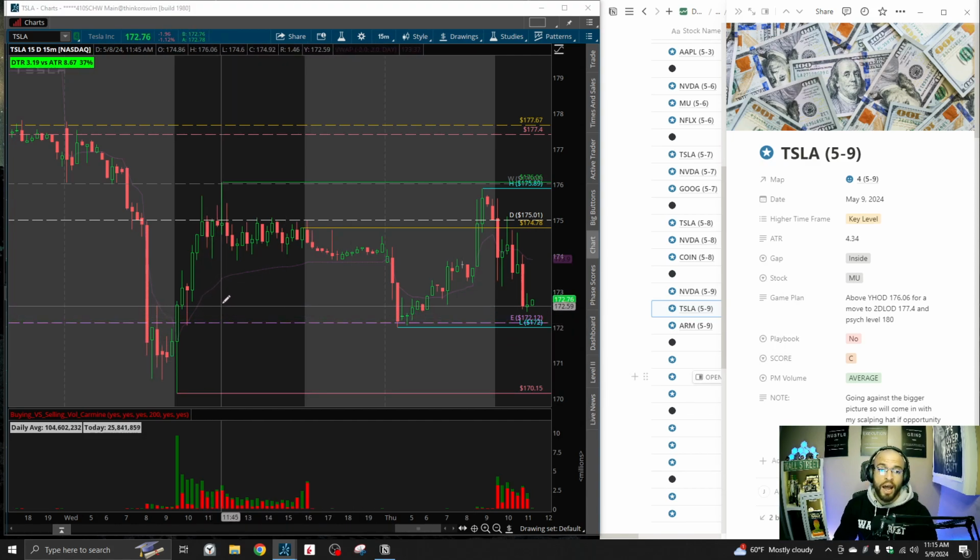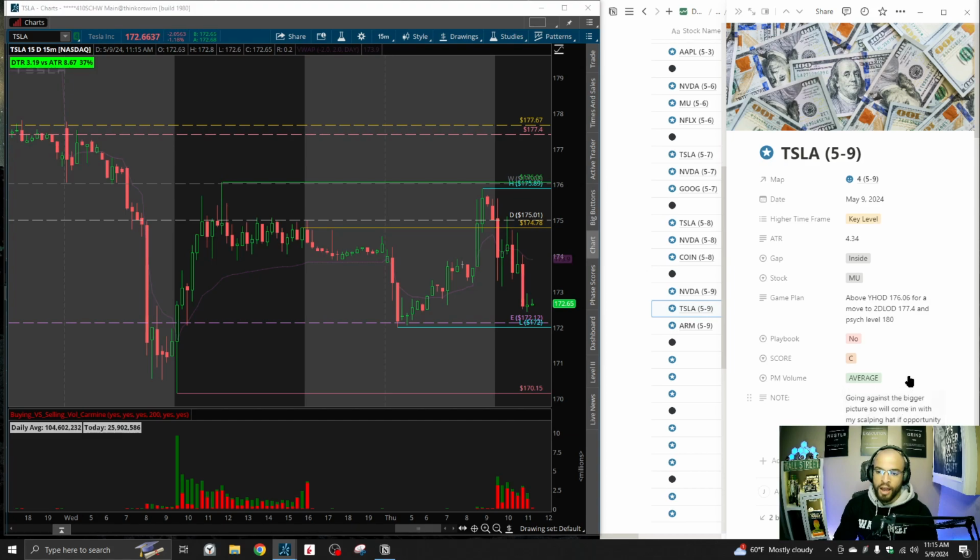The only reason it got on my radar was because in the pre-market session we got above this daily key level and we're getting closer and closer to yesterday's high of day. The reason I didn't like it was because, as you can see here, yesterday we held really nice below this daily key level. So that was my thesis, and what I wrote: above yesterday's high of day for a move to two days ago high of day.